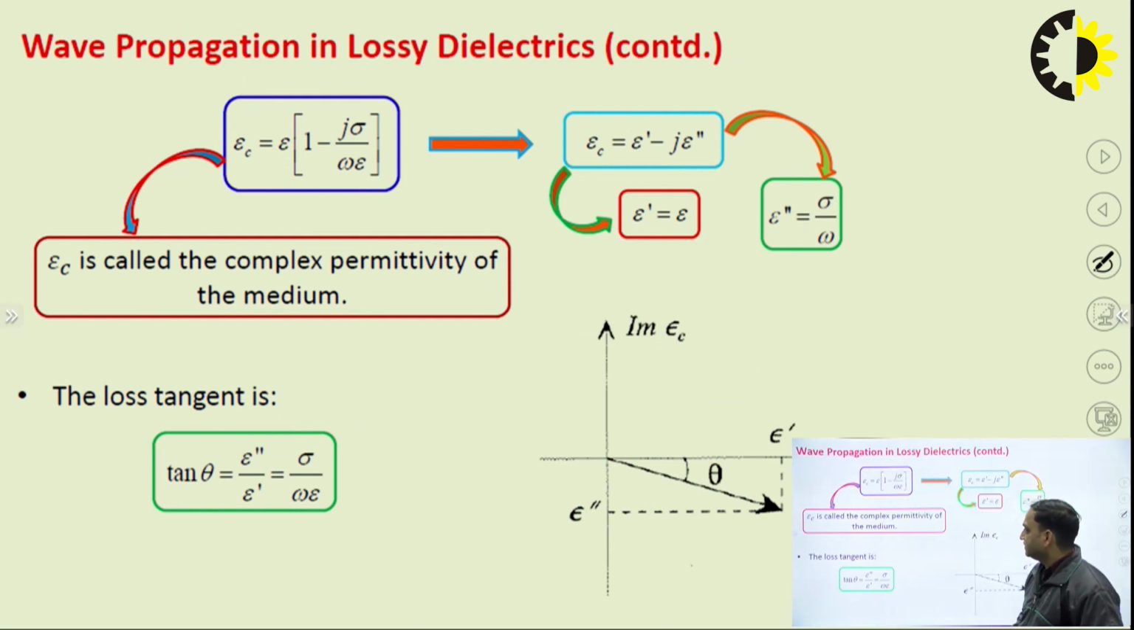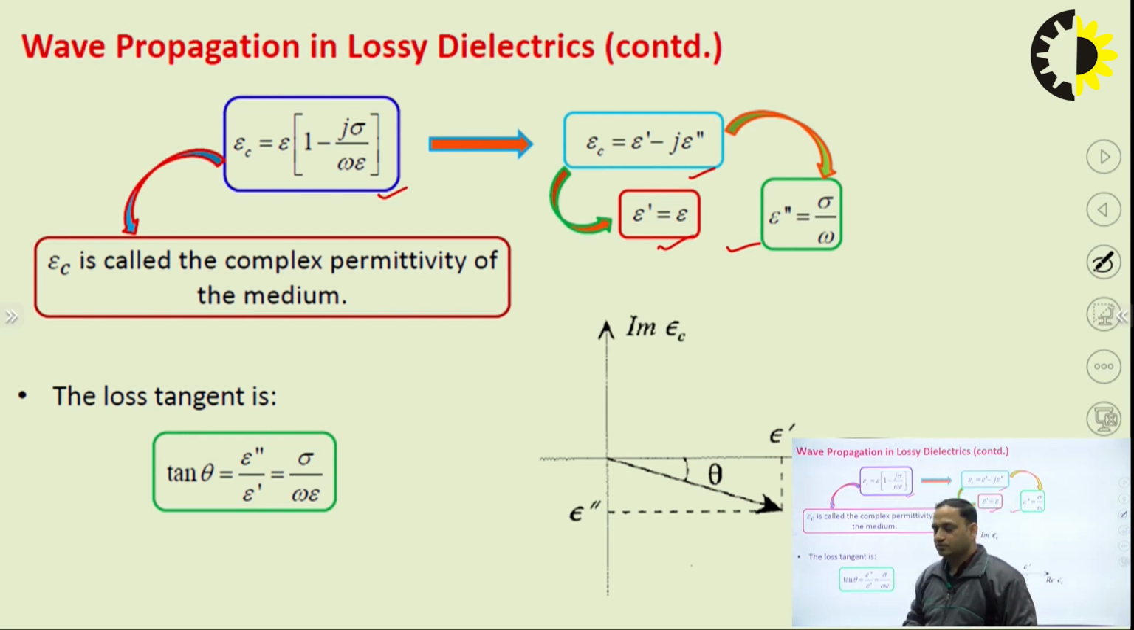Then, complex permittivity. As I said, it is defined in terms of real and imaginary parts. We can define it as epsilon dash minus j epsilon double dash, where epsilon dash is nothing but the epsilon from this equation, and epsilon double dash is equal to sigma upon omega. In this way, the complex permittivity of the medium can be defined.